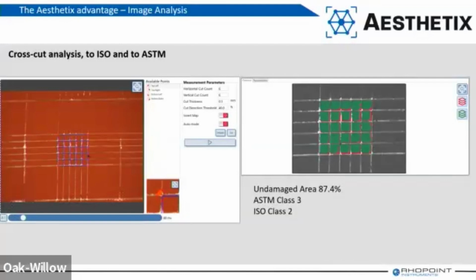So it's a relatively low cost module. If you've got the Brilliance and you're doing cross-cut adhesion, it's really easy to add this. And it takes away the arguments between different people who are saying it's a 4 and it's a 3. So we're going to tell you how much paint's removed and the classification according to ISO or ASTM.